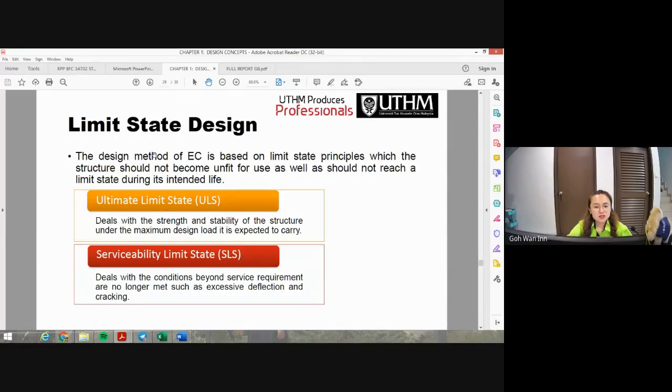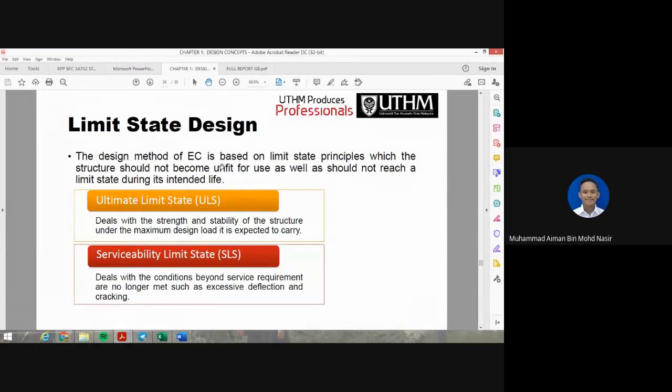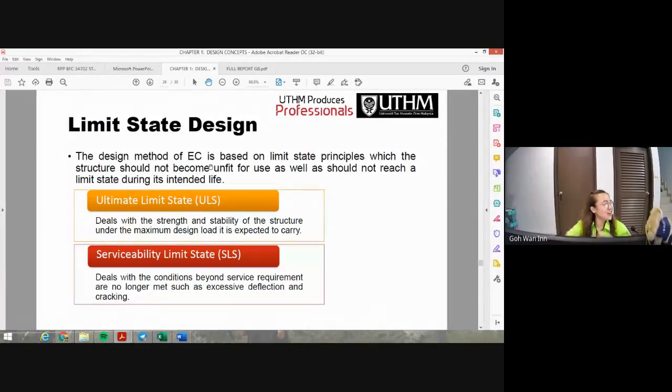Okay, so the design method of EC is, you see now the dog is barking, my next-door neighbor's dog. Can you hear? Yeah, I can. Yes, I hear it, Doctor. Maybe the postman is here. I don't have dogs, but the dogs next door are always doing this when I am having class.